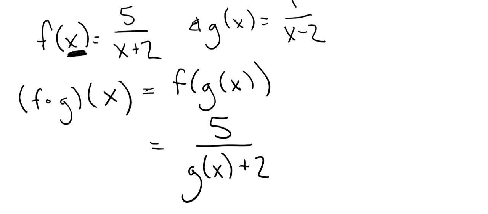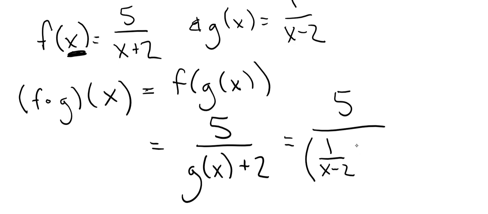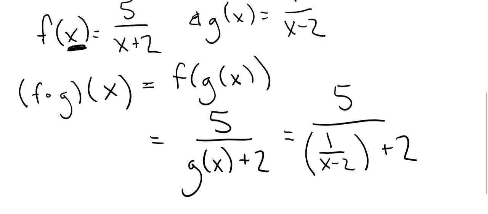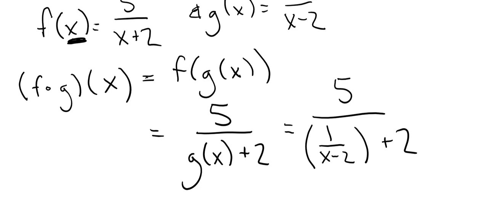And of course, we know what g of x is equal to. So 5 over, g of x is 1 over x minus 2, plus 2. And so I'm going to pause at this point because in order to do the composition and the domain, we kind of have to stop along the way to get the domain here. We'll notice we have an x minus 2 in the denominator of our denominator. And so we end up with the issue of, well, we know that x can't be equal to 2.